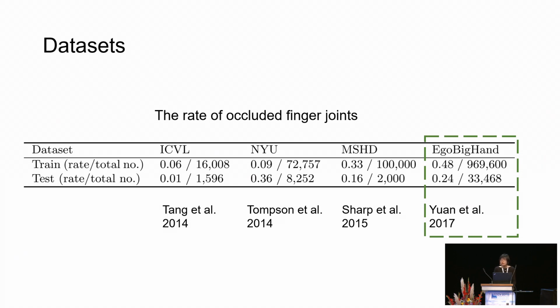To evaluate our methods, we investigate 4 datasets and choose the egocentric subset of the BigHand dataset, as it has many occluded joints. In this figure, the first plot is the rate of the occluded finger joints for each dataset.